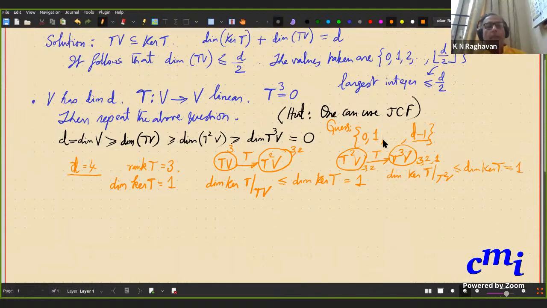So tell me what possible Jordan forms can this have? So I give you an operator on a d-dimensional vector space. Let's take d equal to 4, say, and T cubed is 0. Then what does the Jordan canonical form look like?